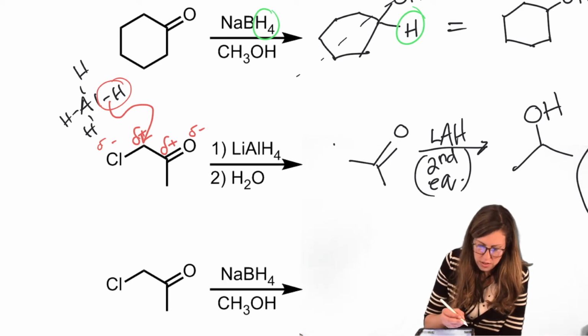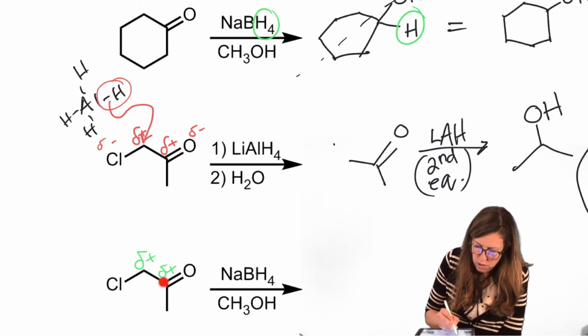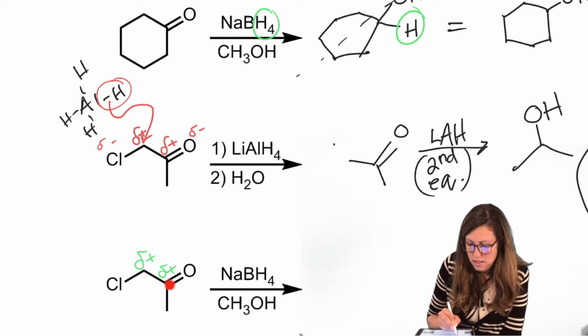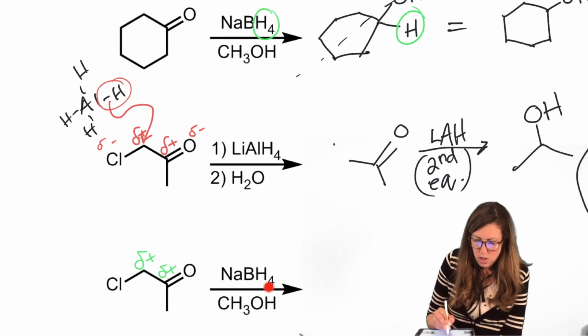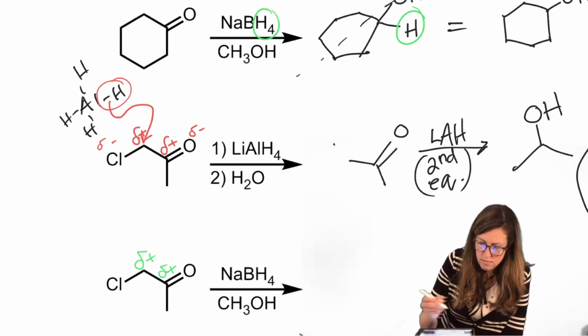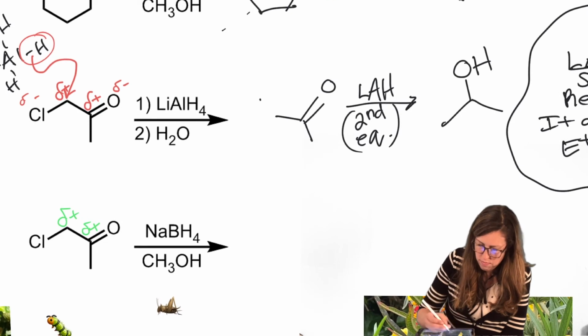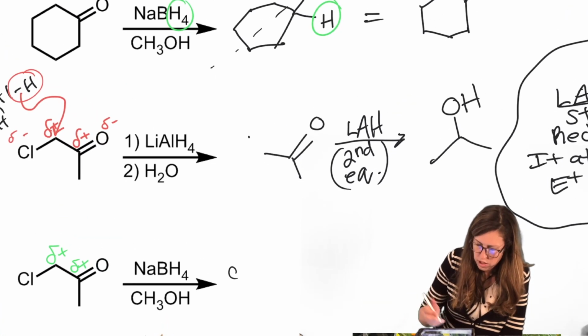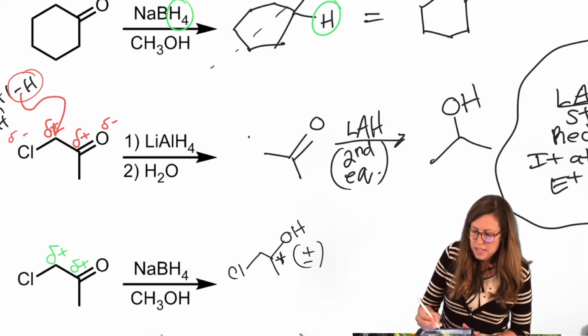So even though we have a delta plus here and a delta plus there, it's going to preferentially attack the carbonyl delta plus because it's a weaker, slower reducing agent. It only reduces the carbonyl. So our final product will keep the chlorine. You'll see my little pictures I'm trying to show in a minute. And don't forget there is a stereocenter now. So I'll write this out in words.